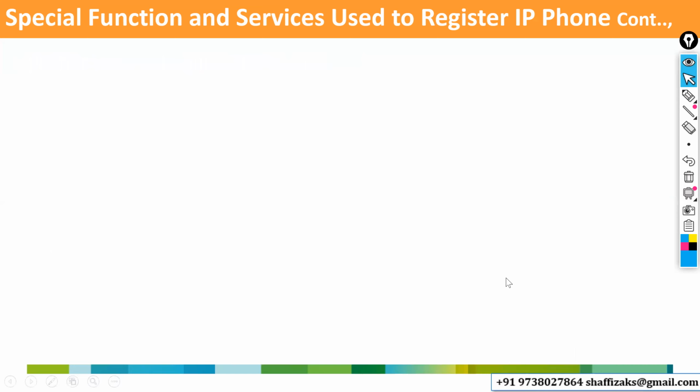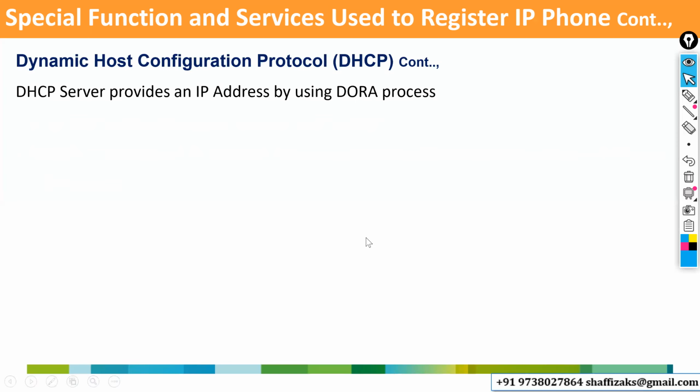Now, how does DHCP assign the IP address to the client? By using the DORA process, not Doraemon. The DORA process. DHCP server assigns an IP address by using the DORA process. What is this DORA process? What happens here?